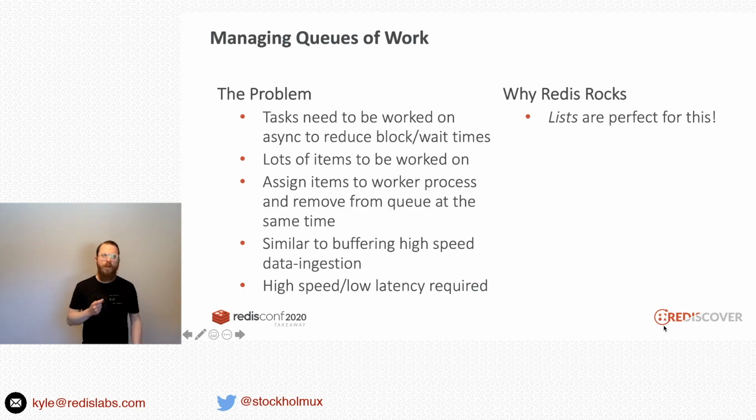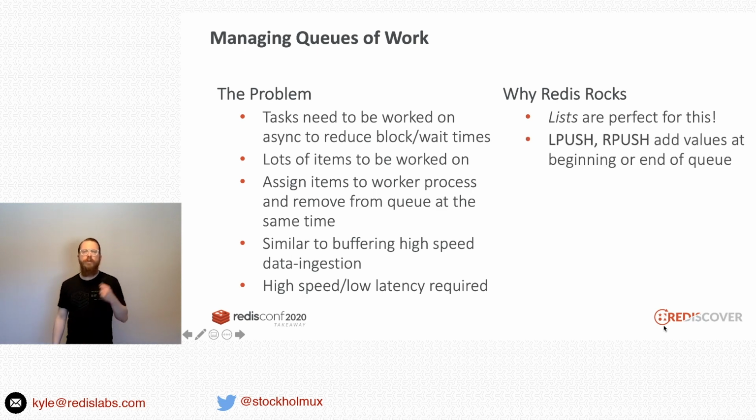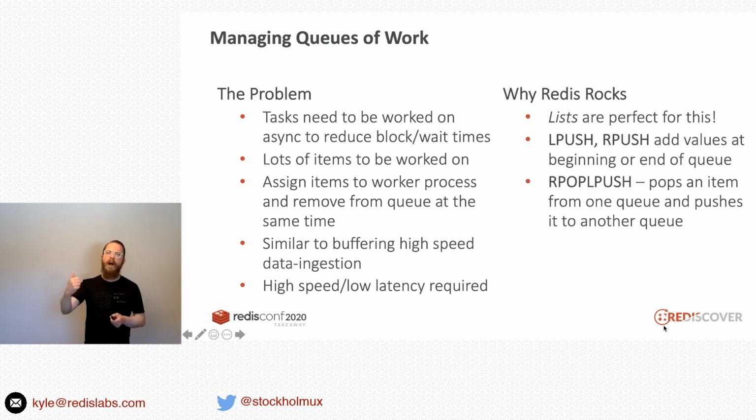Okay, moving on. Managing queues of work. Let's say you have tasks that need to be worked on in an asynchronous fashion to reduce blocking times or wait times in your application. These items may build up and you have lots of items to work on. You may need to assign another process to remove items from the queue. And you have this kind of high-speed, low-latency requirement. This is where Redis really works well. Redis lists are ideal for this. You can use lpush and rpush to add values to the beginning or the end of the queue. And then you can use something like rpoplpush, which pops an item off one queue and then adds it to another queue.